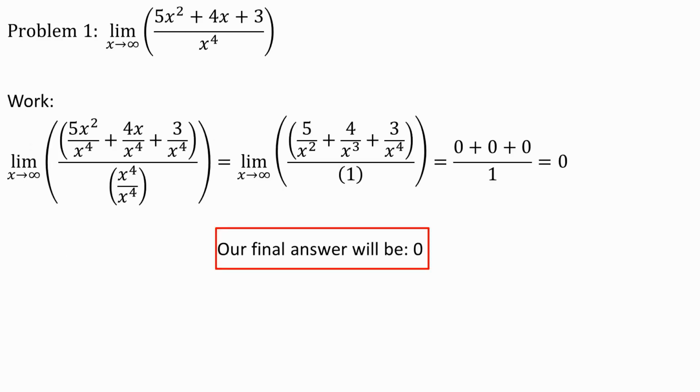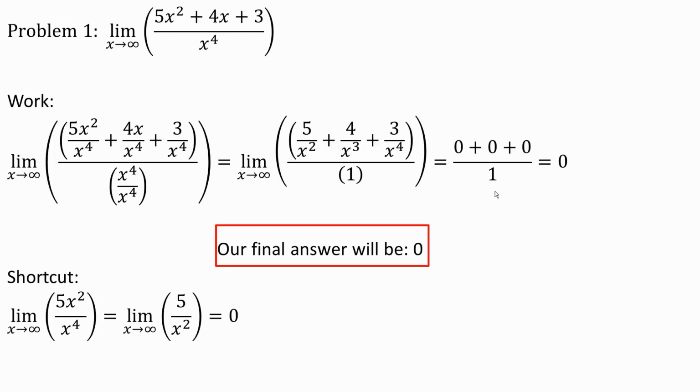So this is the first problem, and I solved it using the longer method. Each term I divided by x raised to 4th, the highest power. And I can do that if I do it for both the top and the bottom. So divide everything by x to the 4th. And so we would get 5 divided by x squared plus 4 divided by x cubed plus 3 divided by x raised to the 4th, all divided by 1. And so as x approaches infinity, we would get 0 plus 0 plus 0 divided by 1. And so our final answer will be 0.